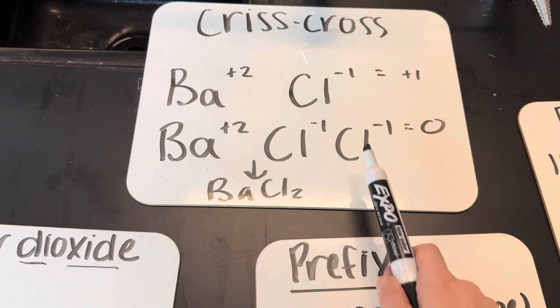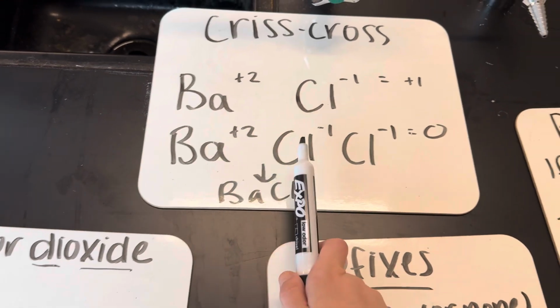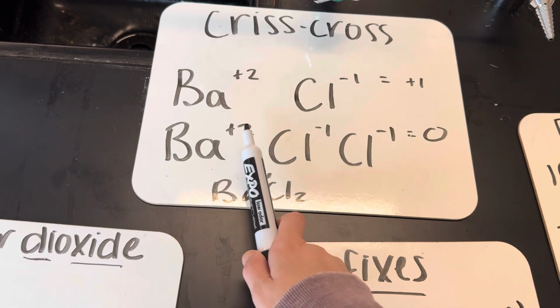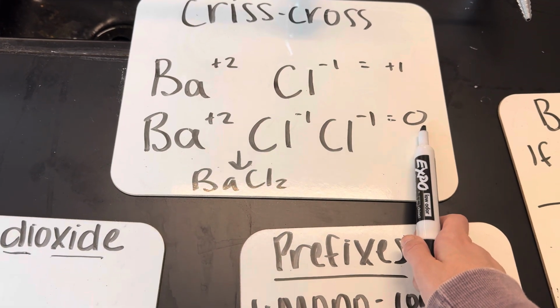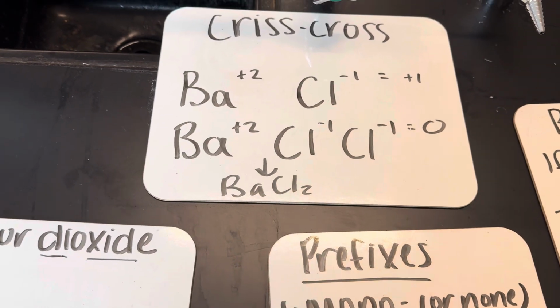However, if I added another chlorine, now I have this barium with a 2+ charge, a chlorine and another chlorine, and now I add up my charges. I have a +2 and a -1 and a -1. That's 0. So that's a neutral charge. And that's what we want. So that's why the formula for this is BaCl2.